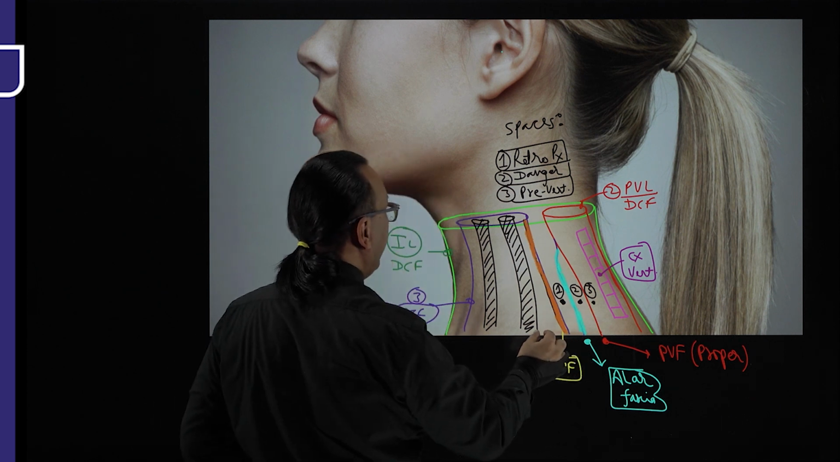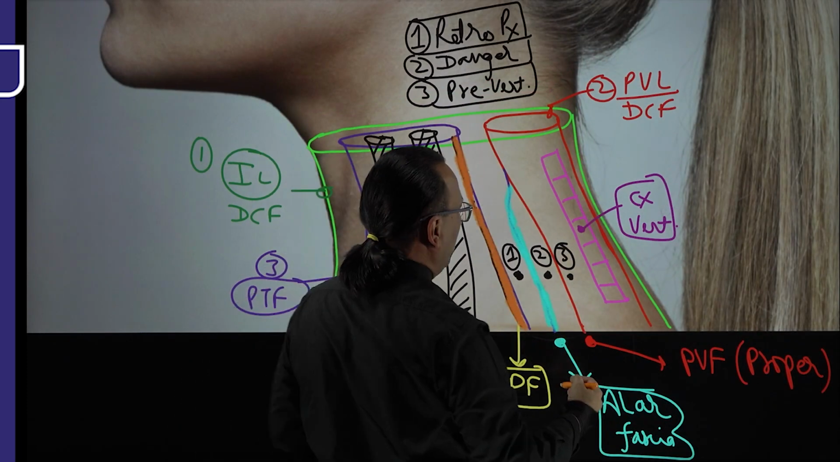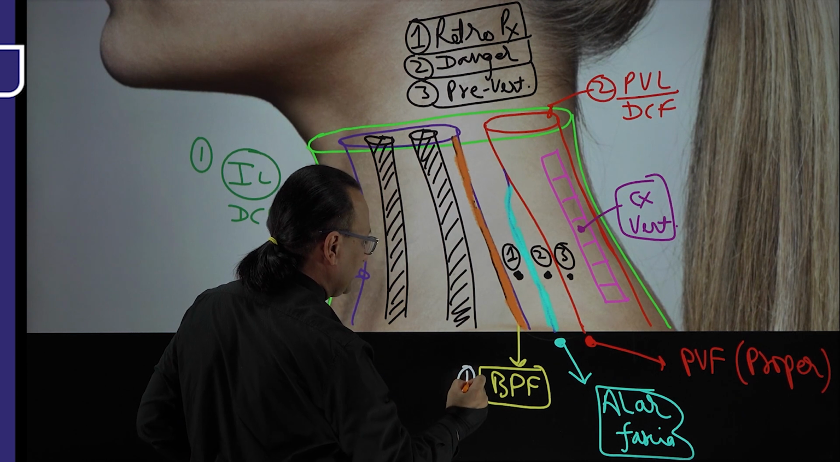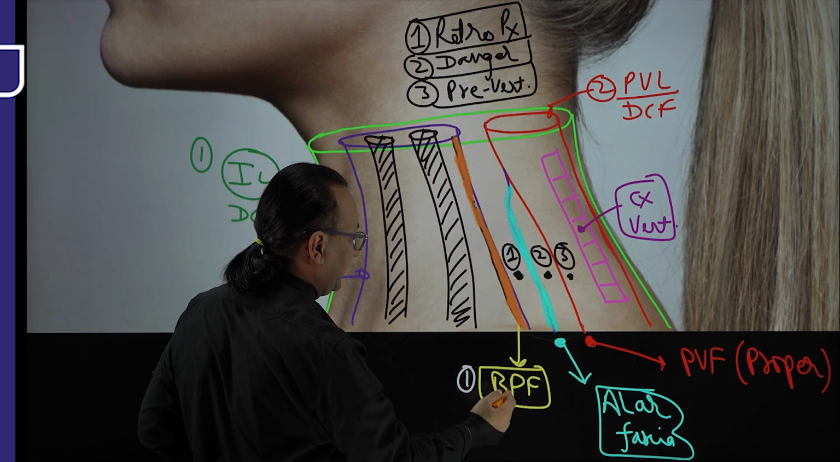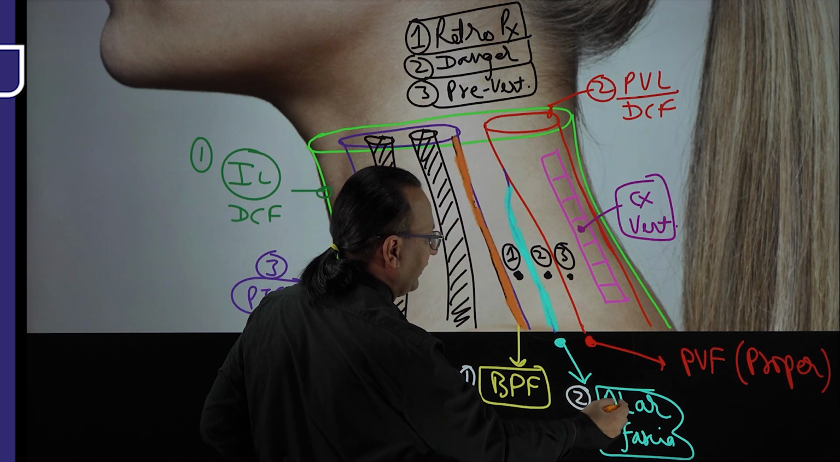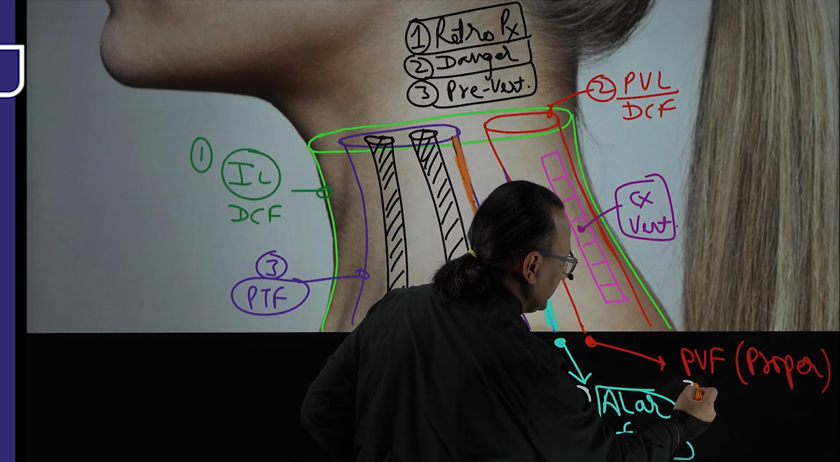Let me zoom this area a little bit now so that you can have a closer look. So what are the 3 fascias? Fascia number 1 is the buccopharyngeal fascia, modification of pretracheal fascia. And what is fascia number 2? It is alar fascia, the anterior modification of prevertebral fascia. And what is fascia number 3? It is the prevertebral fascia proper.